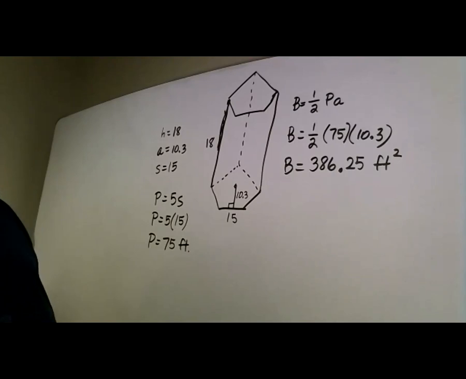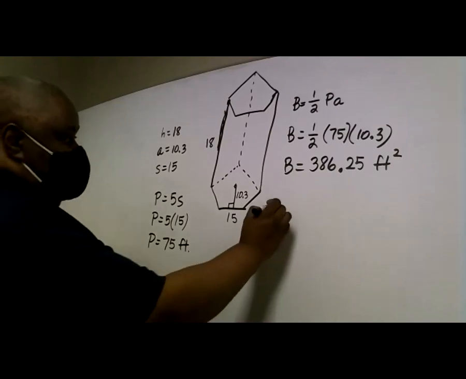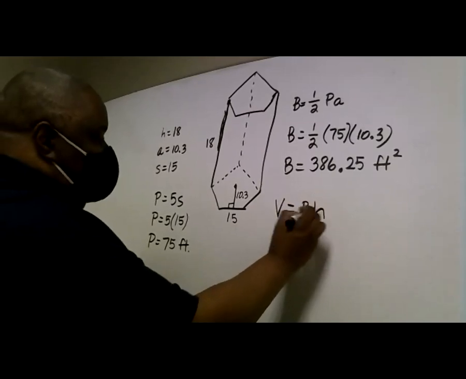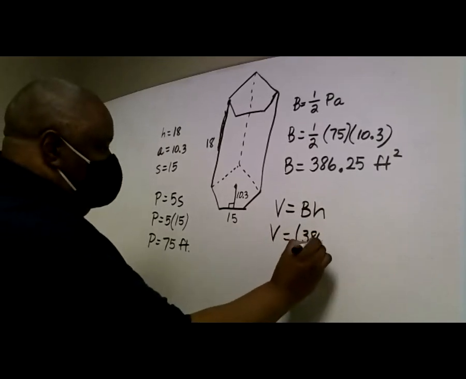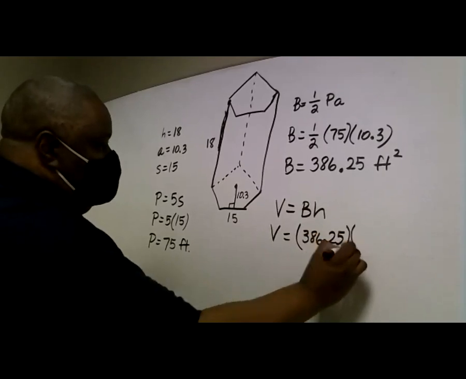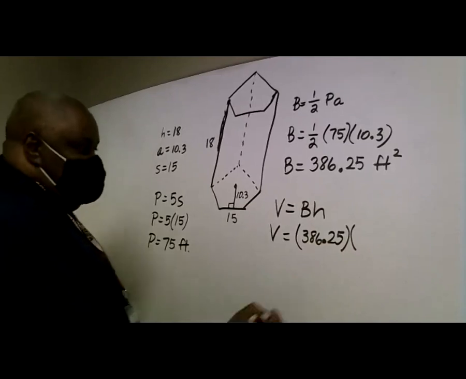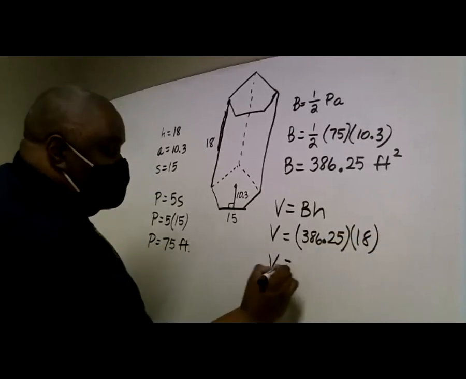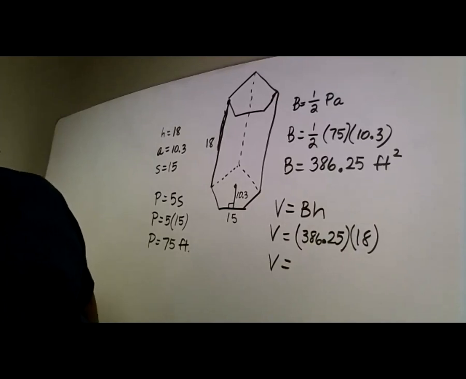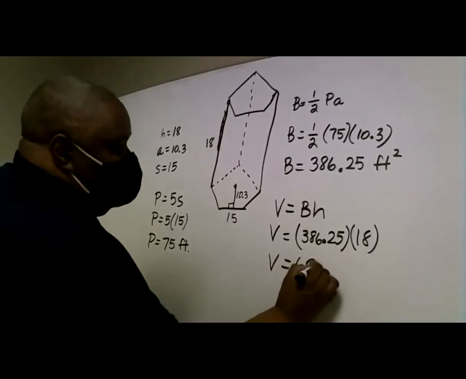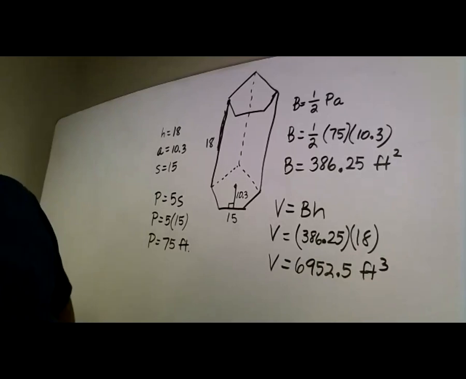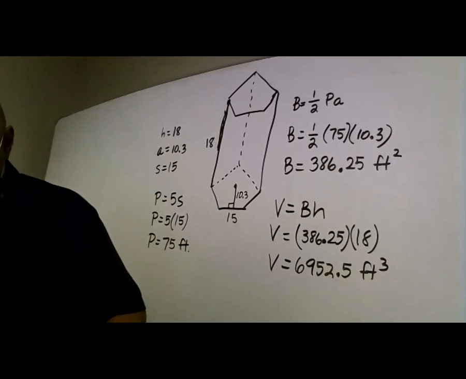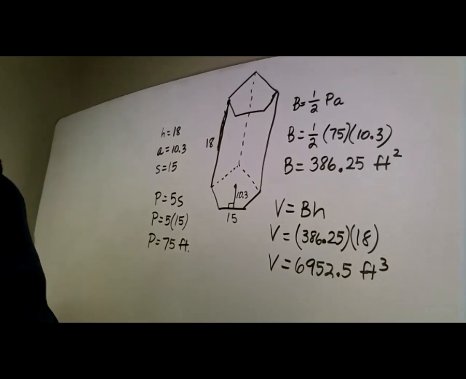Okay. So now we can find out what the volume is. And the volume is simply base times height. We found the base to be 386.25 times the height. The height here is 18. Yes, that's it. And the volume is going to be in cubic feet. So that's how we find the volume of that prism.